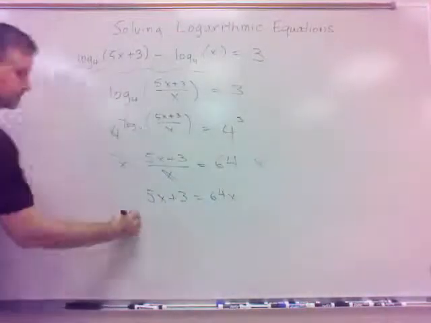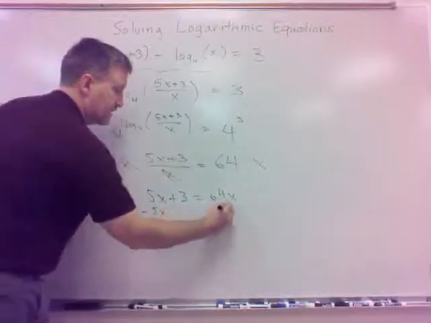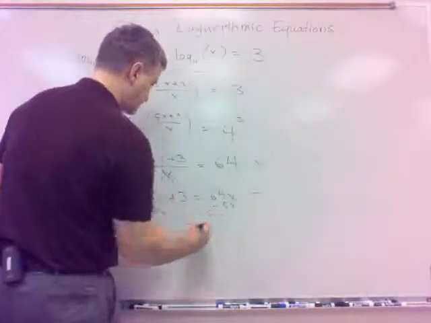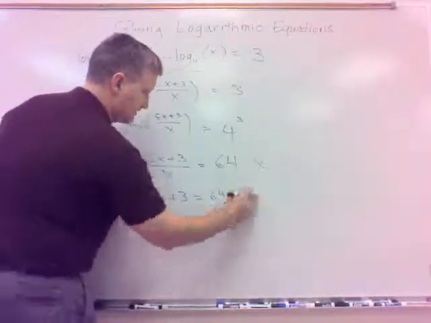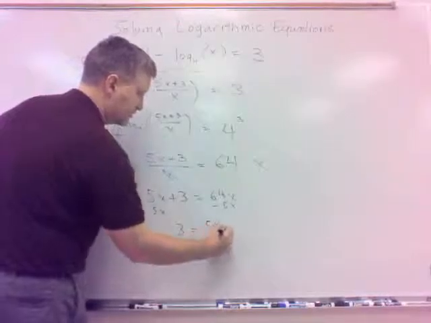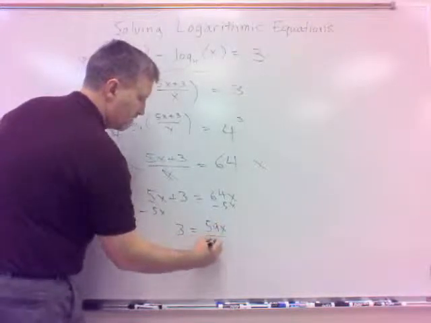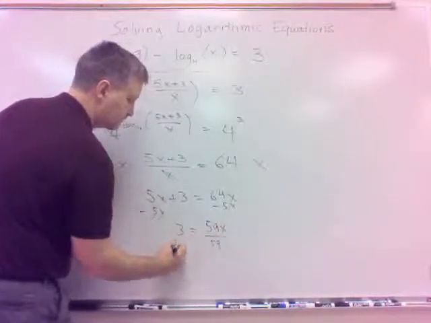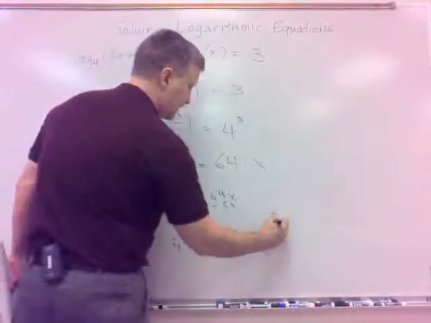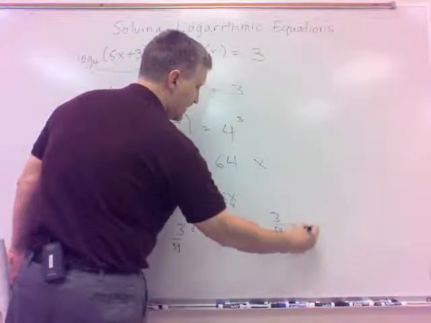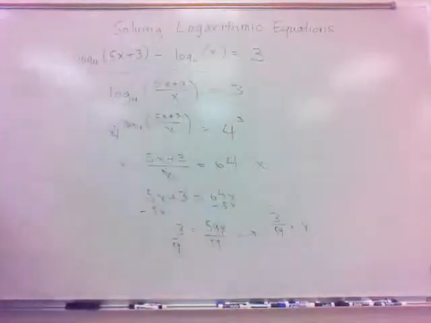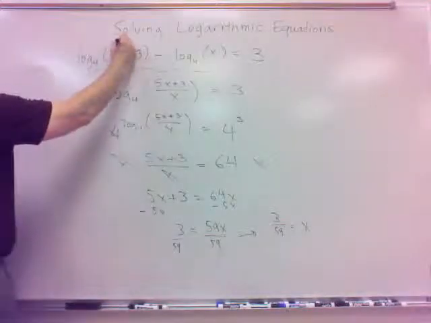Now just solve for x, right? Subtract 5x. 3 would equal, what was that, 59x? And then divide by 59. And so that would get me 3 over 59 is x, which seems like a strange answer, but is that going to be okay? I plug in 3 59ths here.